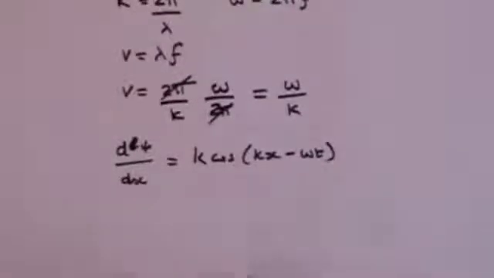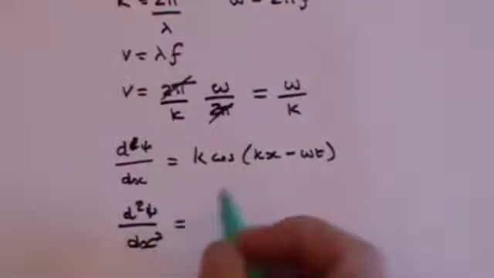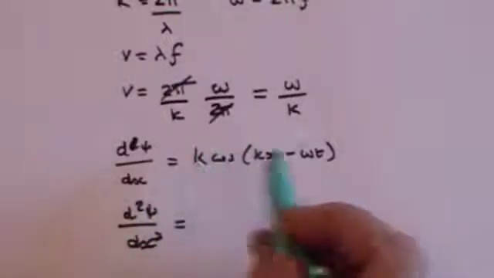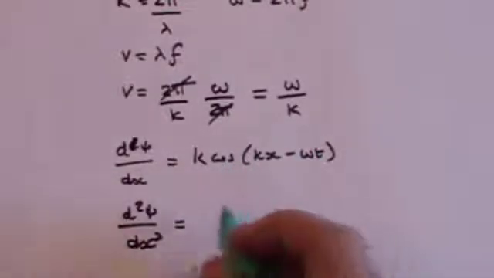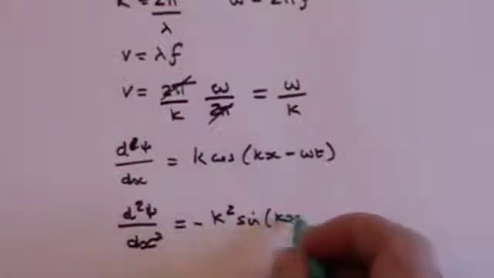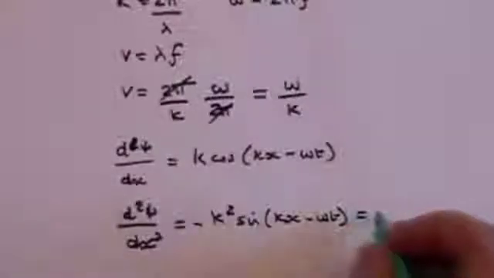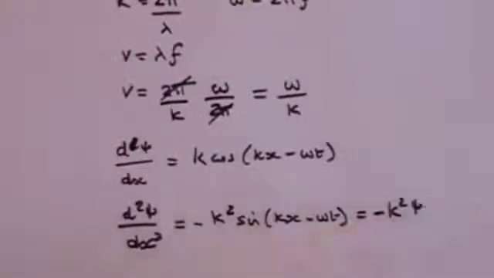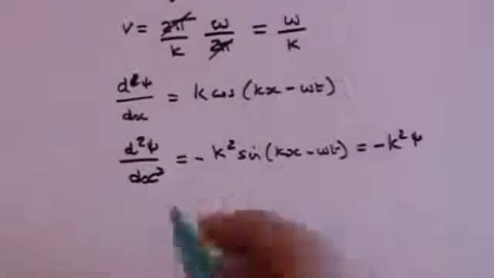Now we'll do the second differential, so let's differentiate again. We now get that d2 psi by dx squared is, well, we bring the k outside, we change the cosine to sine, but then we also have to put a minus sign in front of it, so it now becomes minus k squared times the sine of kx minus omega t. But the sine of kx minus omega t is psi, so that's simply minus k squared times the original wave function.